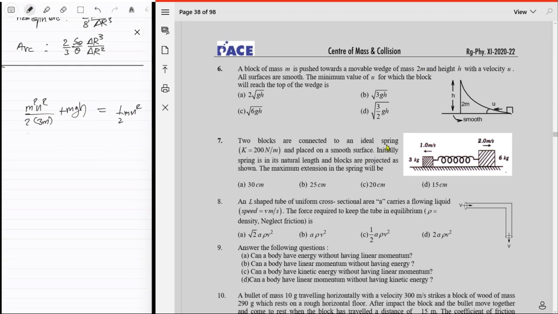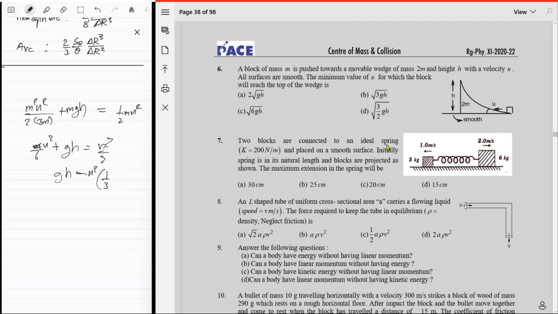So let's see what this turns out to be. You have 6 over there, and m cancels. So u squared upon 6 plus gh is equal to u squared upon 2. So gh is equal to u squared times (1 upon 2 minus 1 upon 6), which is just 1 upon 3, I believe.